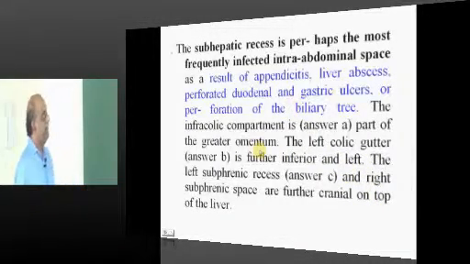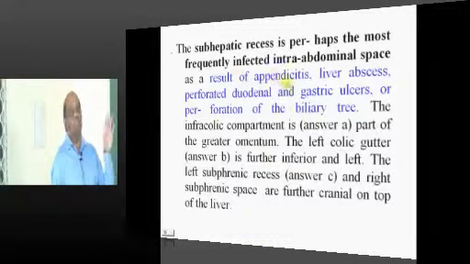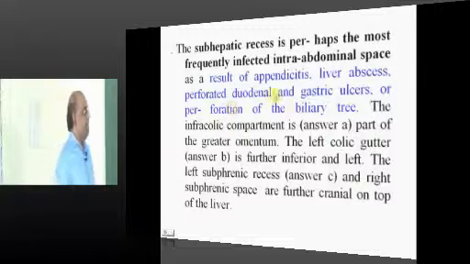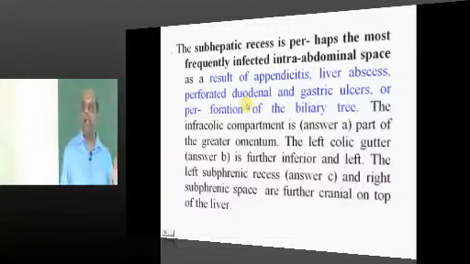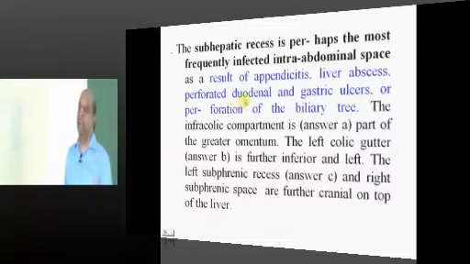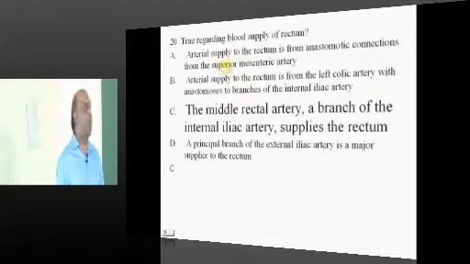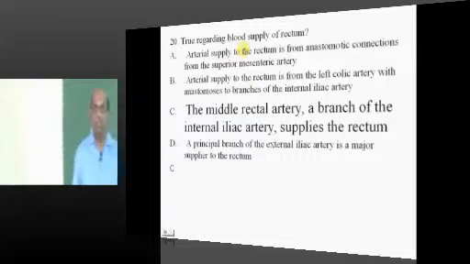by the examiner. What is the most frequently infected intra-abdominal space whenever there is appendicitis or liver abscess or perforated duodenal ulcer? It is an important question. The subhepatic recess is going to be your answer, like a parrot in tomorrow's exam.